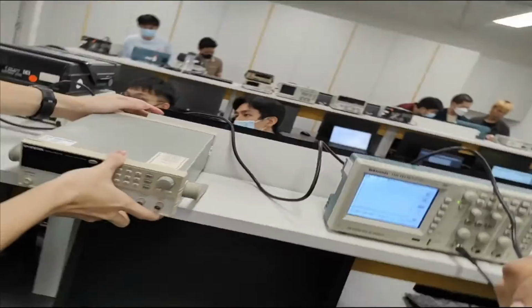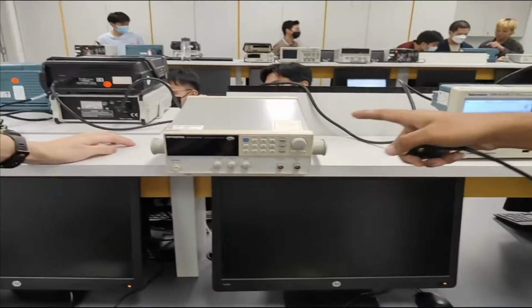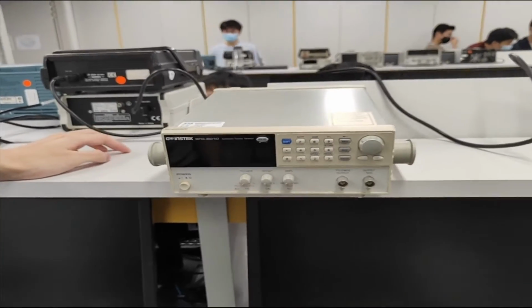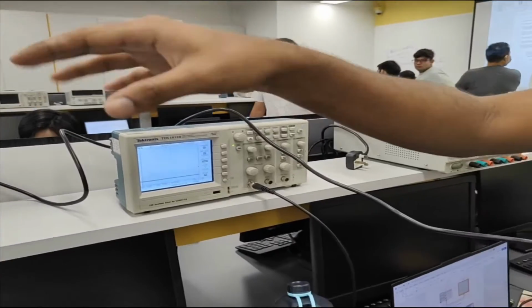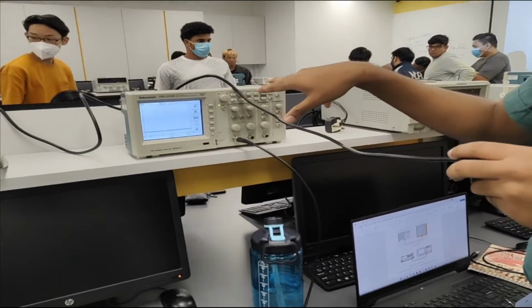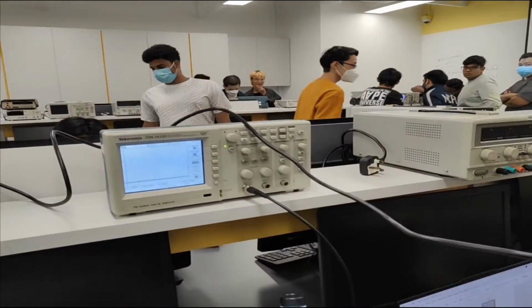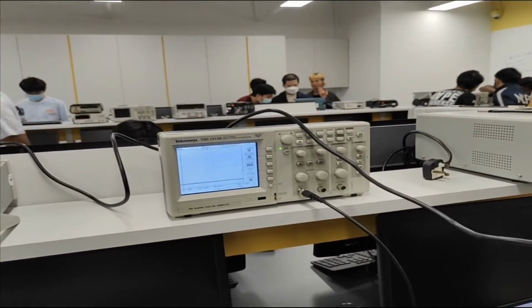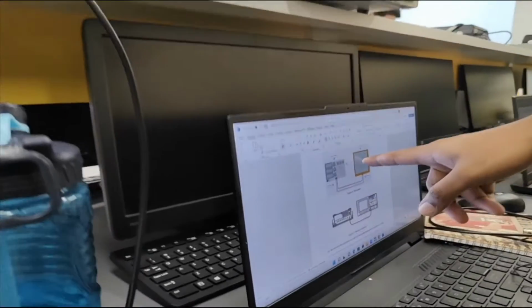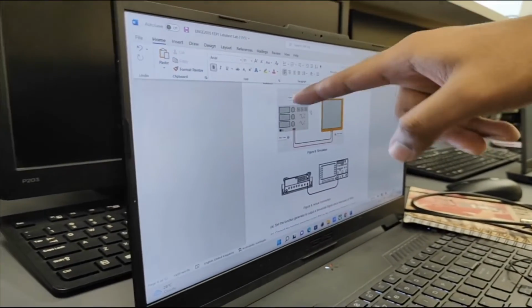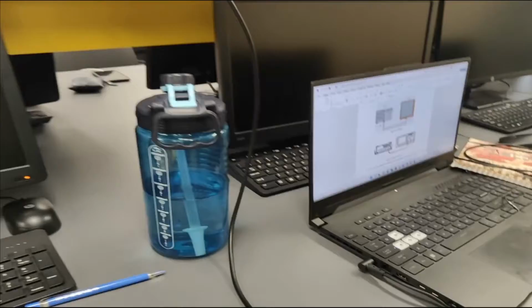Okay. Bro, this is the function generator. For the first experiment, they're saying to connect the function generator with the oscilloscope. When you set some frequency range, you will be seeing the frequency over here. So that is what the first experiment talks about. This is the oscilloscope, and this is the function generator. You can see it on the top.